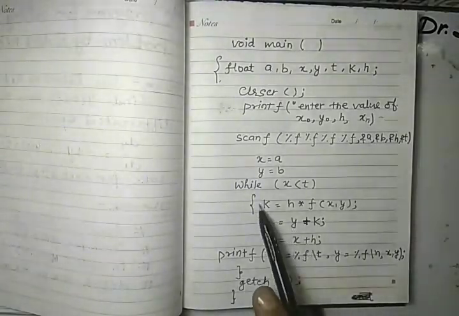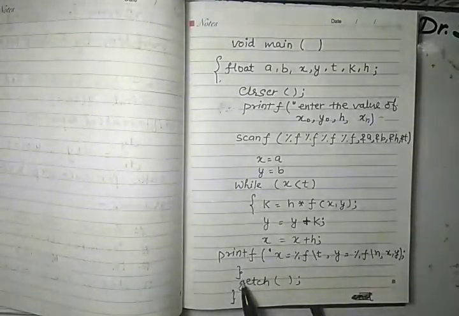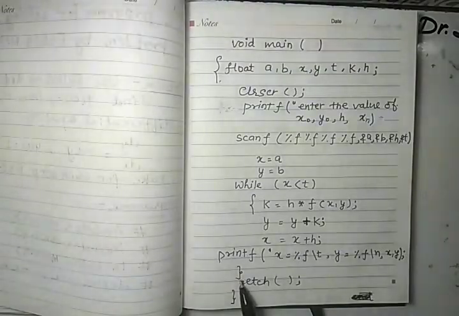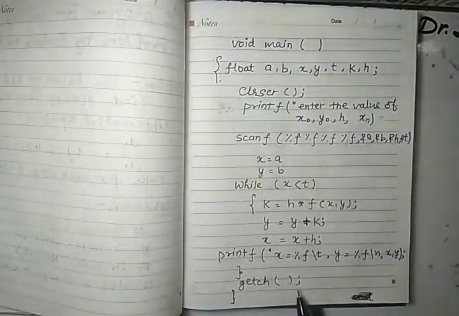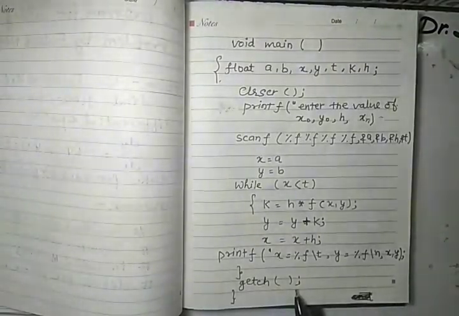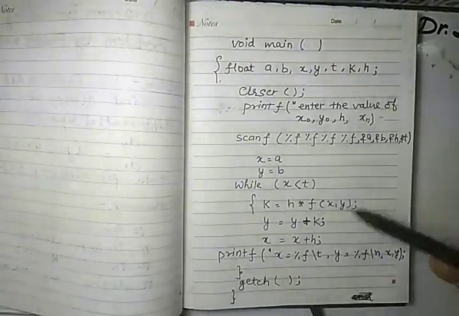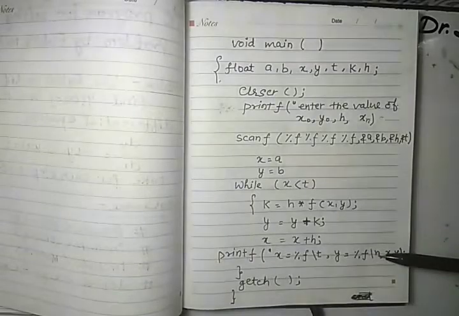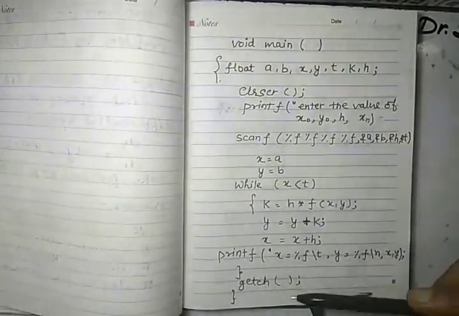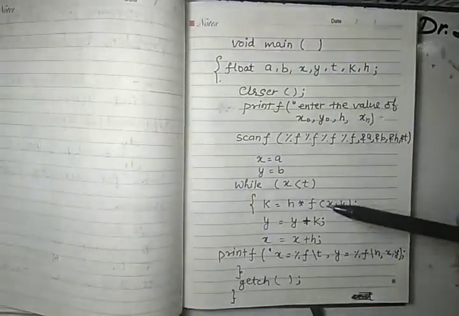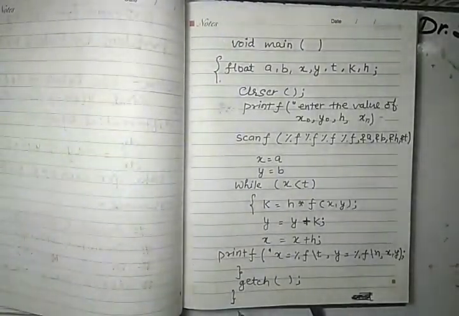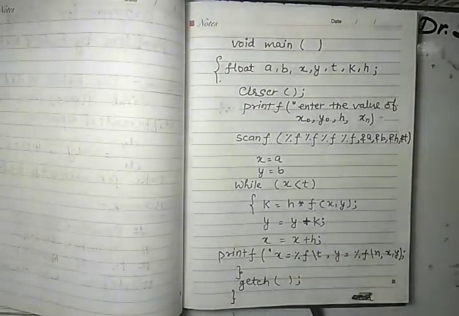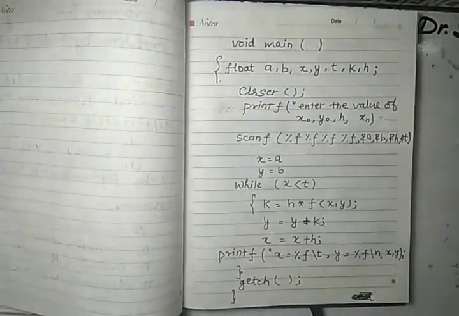We close this while loop here by the curly bracket, getch. This function helps us to hold the output. That means the output coming from the first step can be used for the second step till the condition is held. And again the curly bracket to end the whole program. As the condition breaks, the program gets stopped.